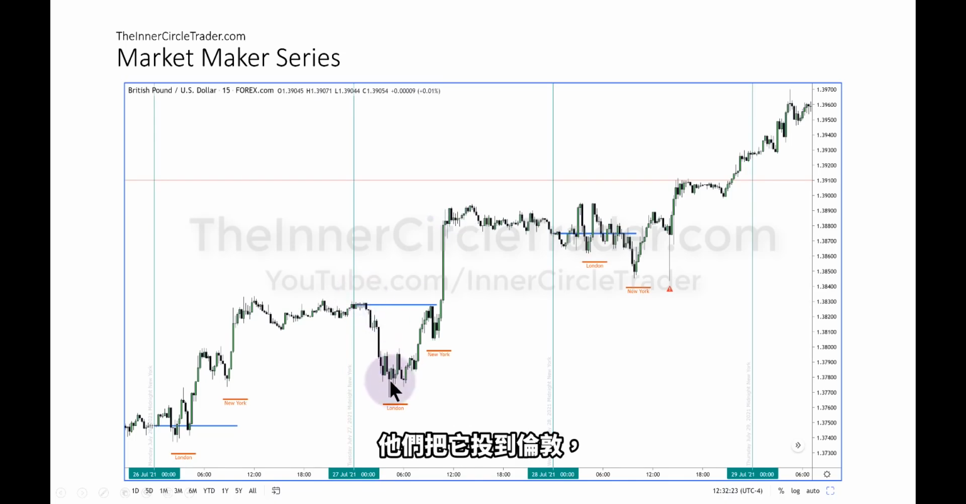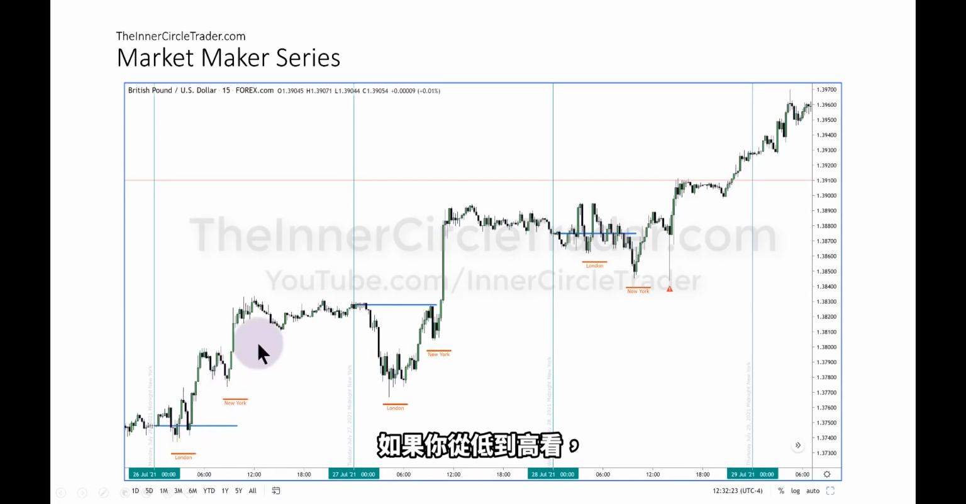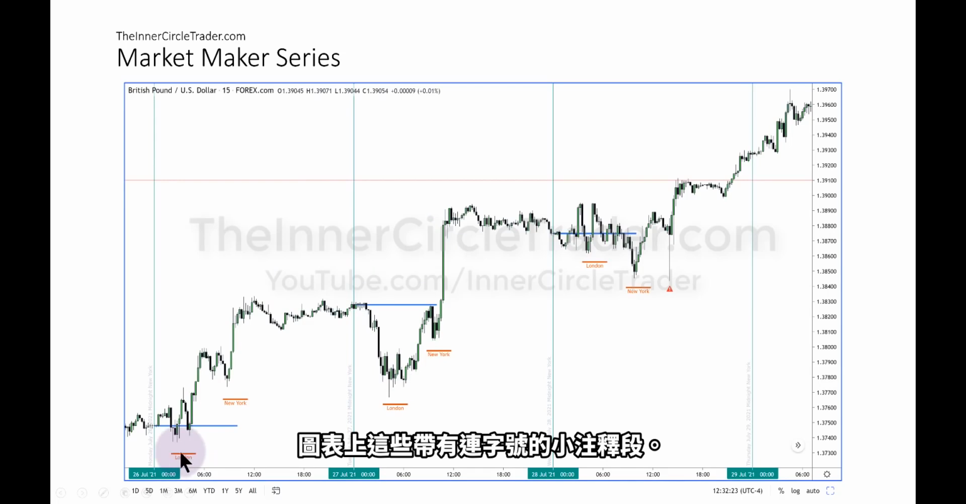They drop it down into London, creating the low of the day, taking out this short-term low again from the previous day. And if you look at the low to high, you're getting an optimal trade entry there. The key is that OTE, or optimal trade entry, is associated with time of day, a kill zone. These little hyphenated segments of annotation on the charts, London is delineated by 2 a.m. to 5 a.m. New York time.